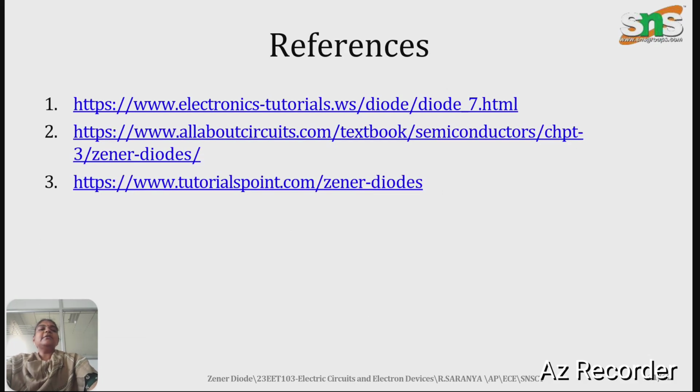Hope in this video you have understood what is meant by a Zener diode, how it is different from a PN diode, and what the main characteristics are which it possesses during its reverse biasing conditions, etc.